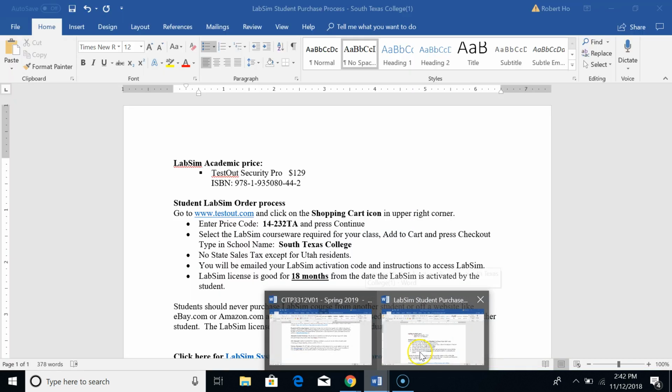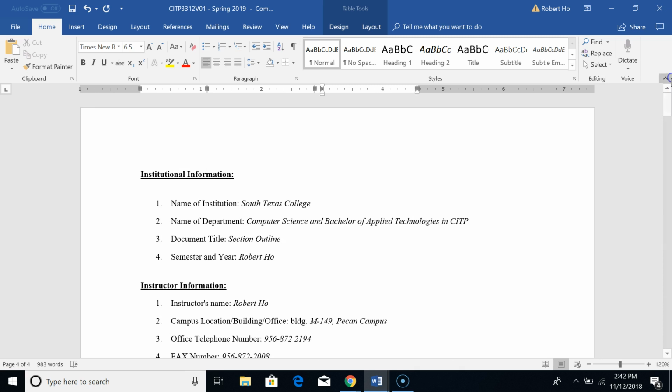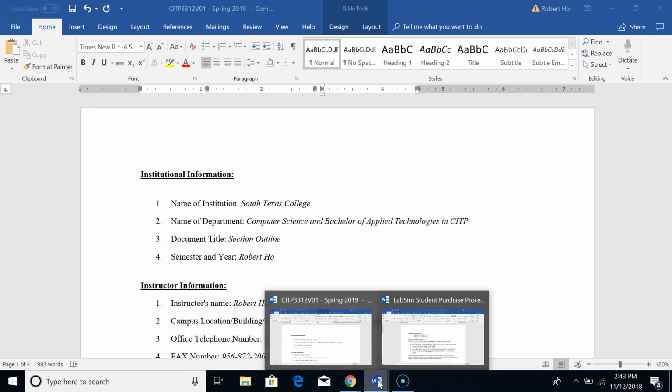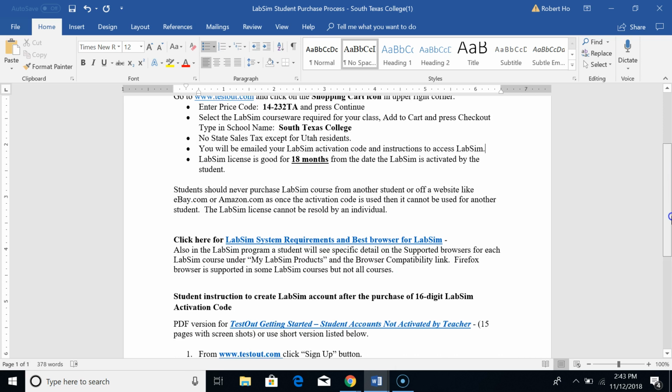Okay, I think that is about it that I want to discuss about the syllabus or section online. And as I mentioned to you, I have the information about Lapsim purchase, which is about $129 for Security Pro.